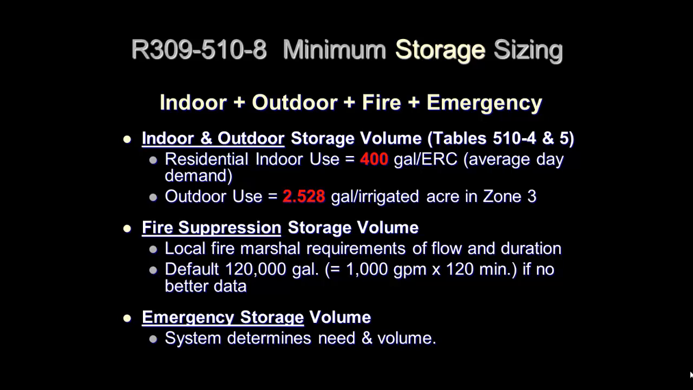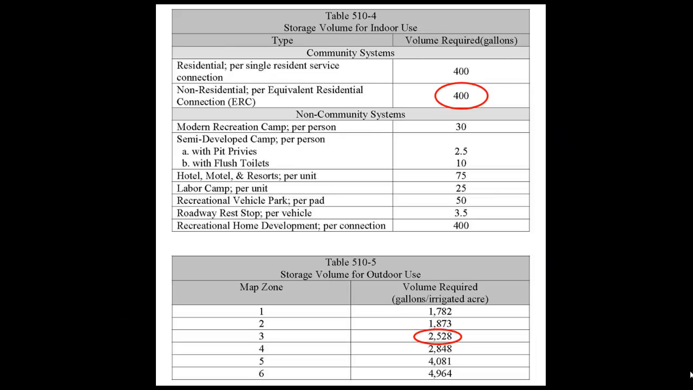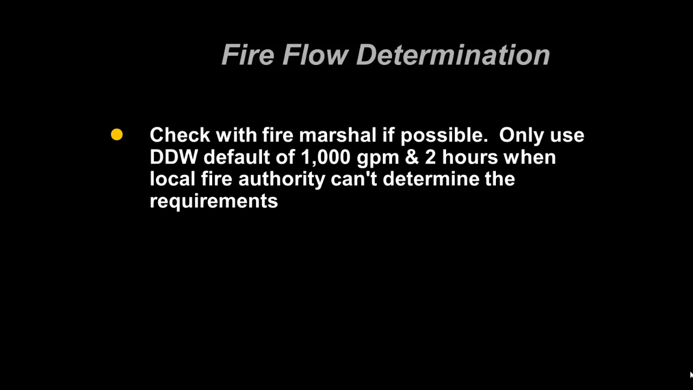Storage for fire suppression is based on the requirements from the local fire marshal for flow and duration. As a default, 1,000 gallons per minute for 2 hours, which equals 120,000 gallons, is required if no precise data can be determined from the local fire marshal. Emergency storage would be a requirement determined by the system or their engineer. These are copies of tables 510-4 and 5 showing the minimum values for indoor and outdoor storage volumes described in the previous slides. We would like to emphasize the importance of follow-up with the local fire authority to assist in determining fire flow requirements. The default value of 120,000 gallons may be insufficient or a burden on the system if there are different local requirements.